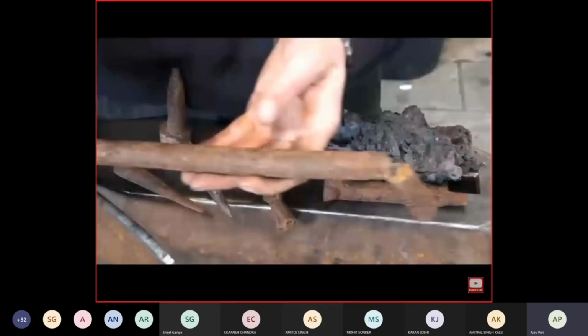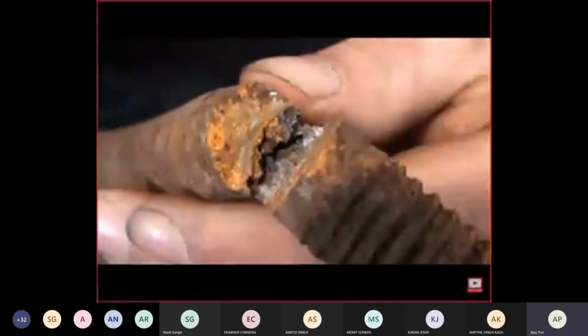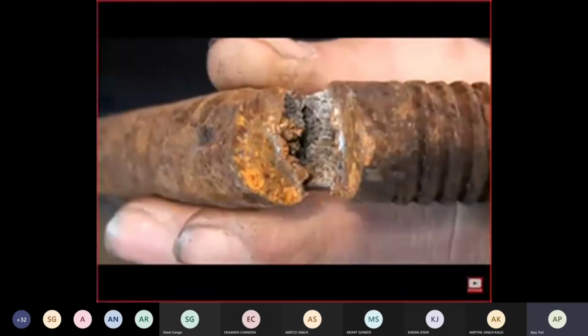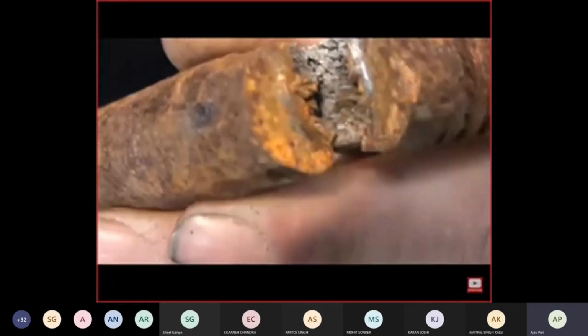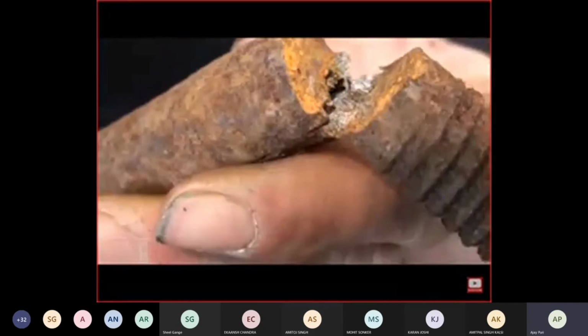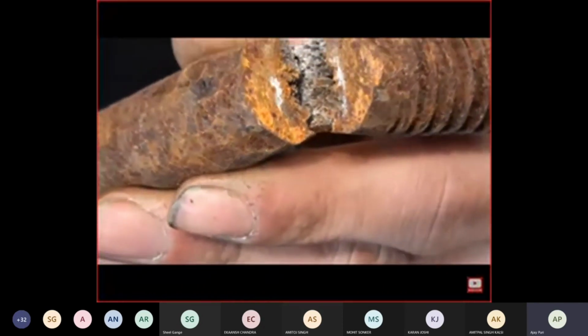Now this is a wrought iron bar from an old windmill, an old Dutch windmill. And we take a look on the inside. You can see that of course it's got some rust from time, but I've left it open like that. You can see that the break on the inside is very fibrous. It's almost like there are threads in there.